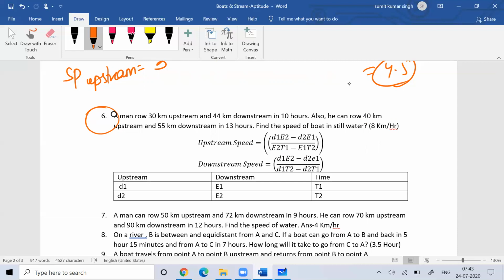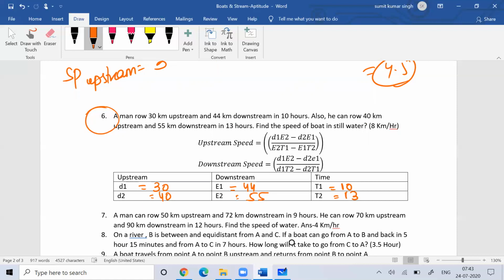Like this, a man can row 30 km upstream and 44 km downstream in 10 hours. Also he can row 40 km upstream and 55 km downstream in 13 hours. Find the speed of the boat in still water.